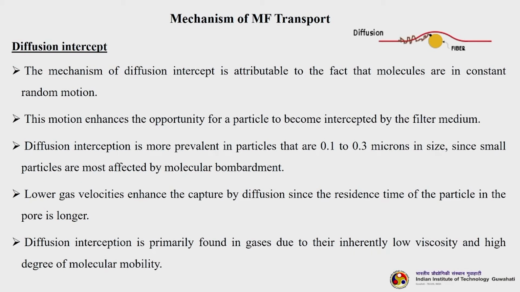The next one is diffusion interception. The mechanism of diffusion interception is attributable to the fact that molecules are in constant random motion, mostly in the case of gas phase separation. This motion enhances the opportunity for a particle to become intercepted by the filter medium. Diffusion interception is more prevalent in particles that are 0.1 to 0.3 microns in size, since small particles are mostly affected by molecular bombardment, and lower gas velocities enhance capture by diffusion, since the residence time of the particle in the pore is longer. Diffusion interception is primarily found in gases due to their inherently low viscosity and high degree of molecular mobility.